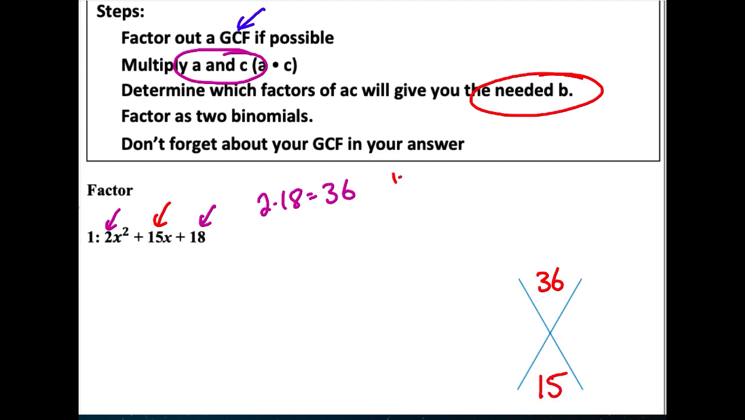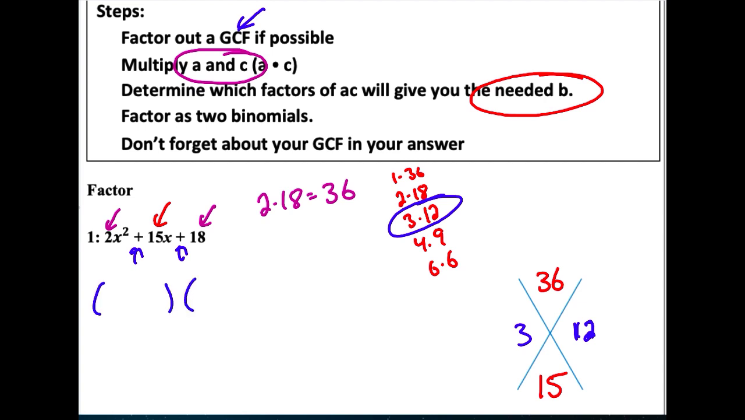Well, I could do 1 times 36, I could do 2 times 18, I could do 3 times 12, I could do 4 times 9, or I could do 6 times 6. Well, if I want it to give me 15, I'm going to have to use my 3 and my 12. In this problem, it's plus and plus. So I know my answer is going to be plus and plus here. I know I want to have a 3 and a 12 in there in order to get to my 15 in the middle.